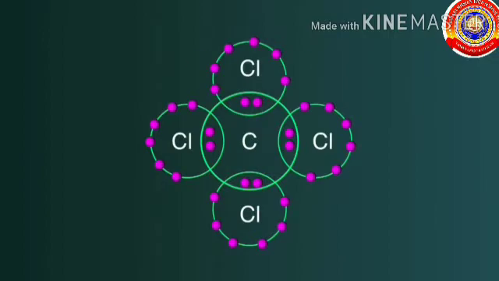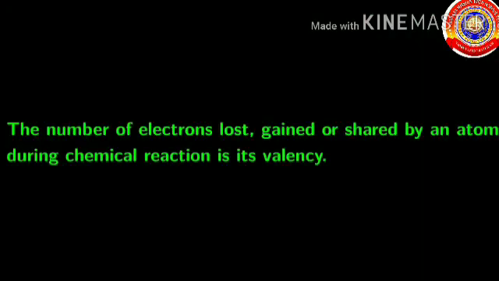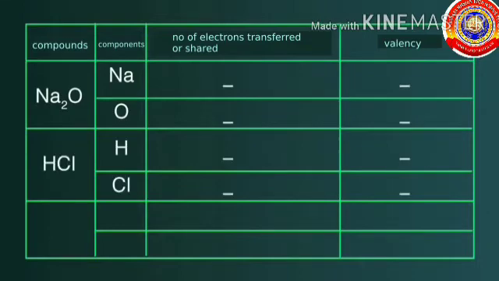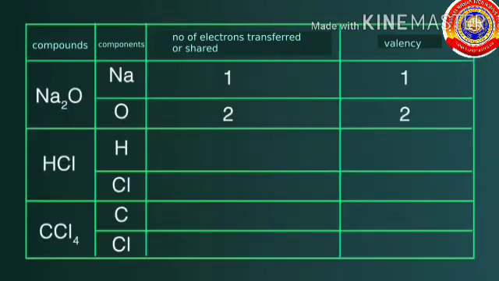The number of electrons lost, gained or shared by an atom during a chemical reaction is its valency. Let's have a clear idea about the valency of some elements. First one is sodium oxide. Sodium donates 1 electron and oxygen accepts 2 electrons from 2 sodium atoms. So the valency of sodium is 1 and that of oxygen is 2.